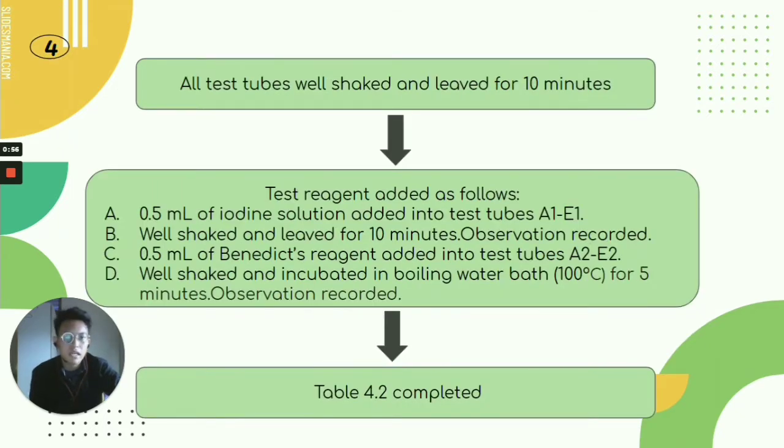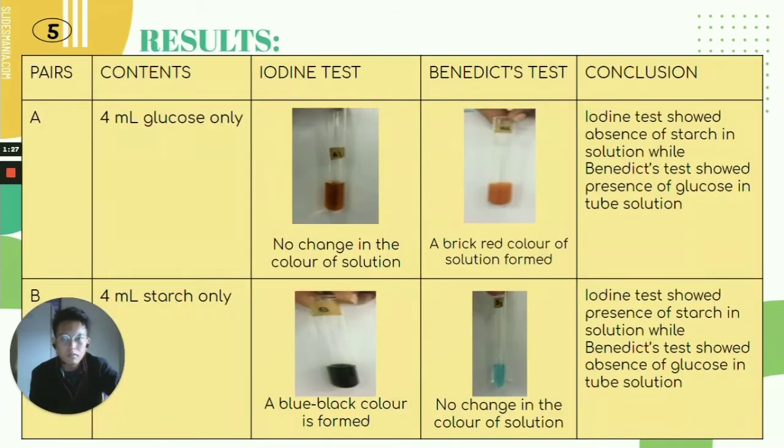All test tubes are shaken and left for 10 minutes. The test reagents are added as follows. 0.5 ml of iodine solution is added into test tubes A1 to E1, well shaken and left for 10 minutes. Observation is recorded. 0.5 ml of Benedict's reagent is added into test tubes A2 to E2. Last but not least, well shake and incubate in a boiling water bath at 100 degrees Celsius for 5 minutes and the observation is recorded. All the observations were recorded in table 4.2.